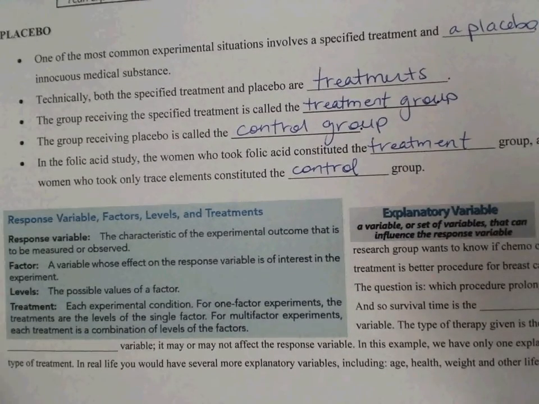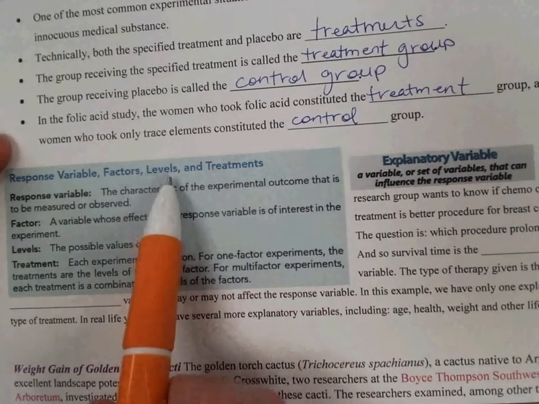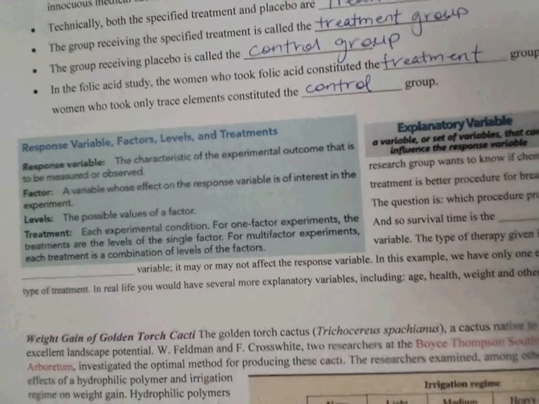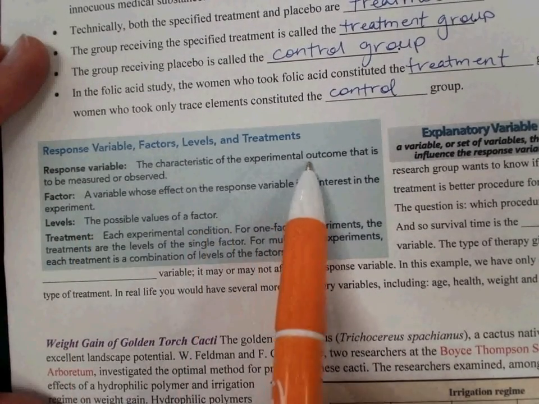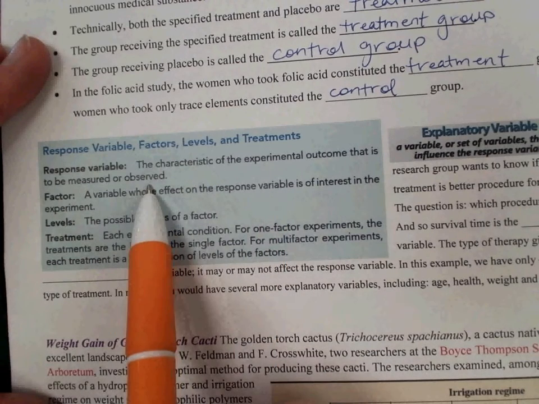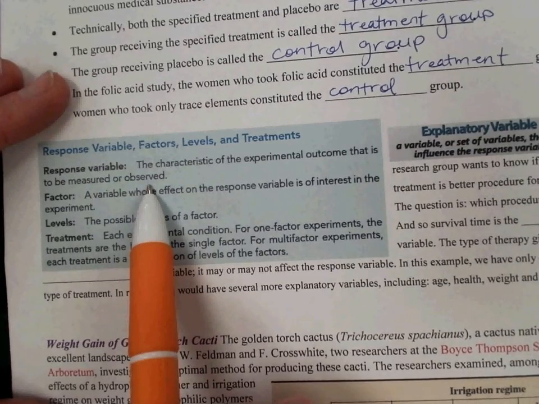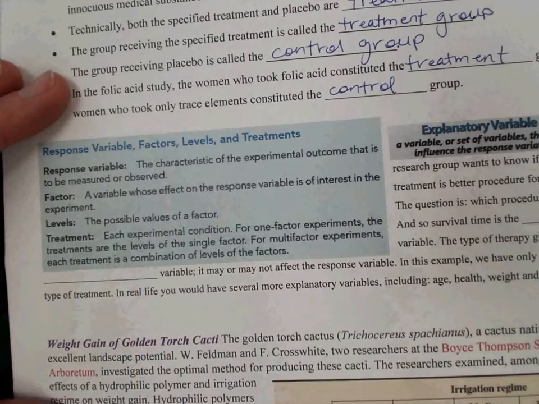Now for our next 4 terms: response variable, factors, levels, and treatments. So these are the elements of an experiment. You have a response variable. That's the characteristic of the experimental outcome that is to be measured or observed. What was our response variable in our experiment? The amount of colors you got. The number of colors that you could remember.